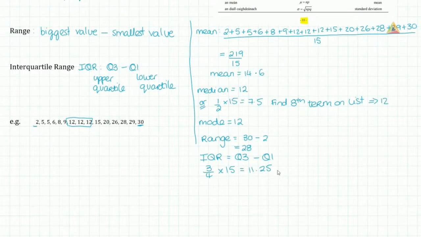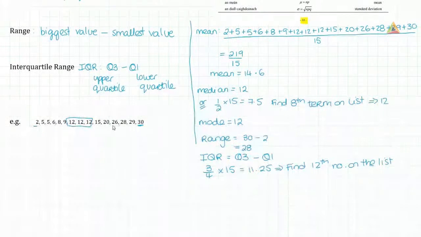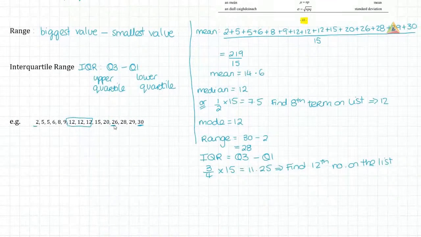So 3/4 multiplied by the 15 numbers that we have gives us an answer of 11.25. So again, we have a decimal here, so we're going to find the 12th number on the list. So we just count from the beginning because they're in order from smallest to biggest. So 1, 2, 3, 4, 5, 6, 7, 8, 9, 10, 11, 12. That's number 26.